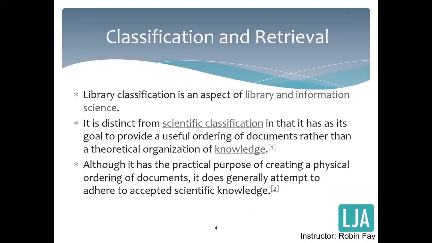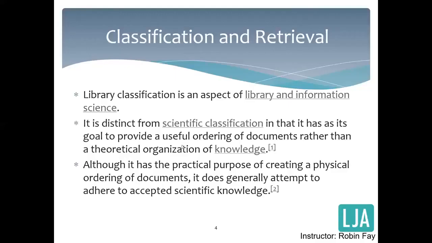So that's really what we're looking to do with any classification system: we are looking at how we organize those materials and actually group them together to make it easy to find them. And library classification is considered to be an aspect of library and information science. I think we all know that. But it is different from other classification systems out there.